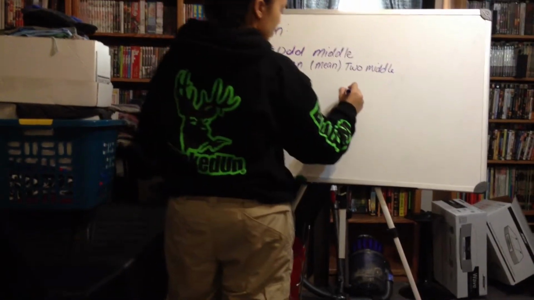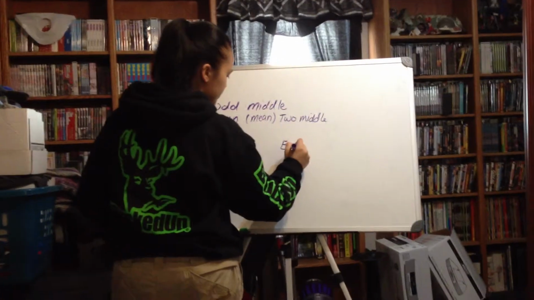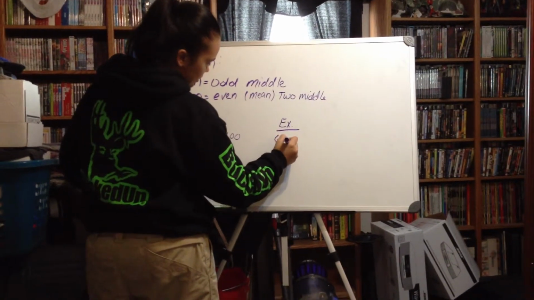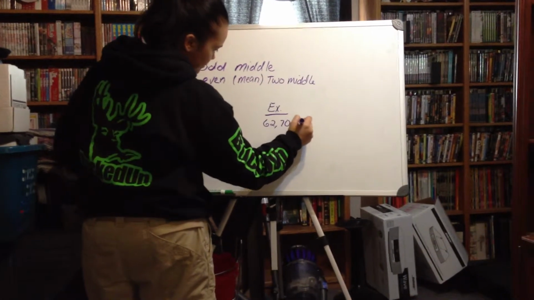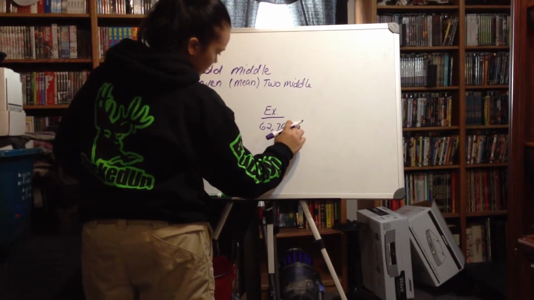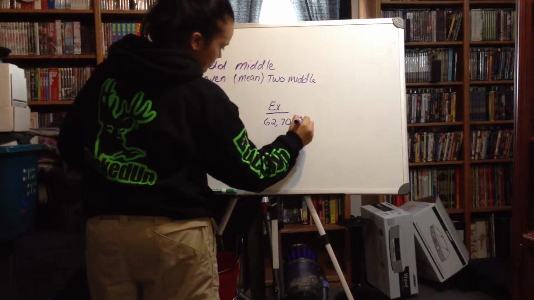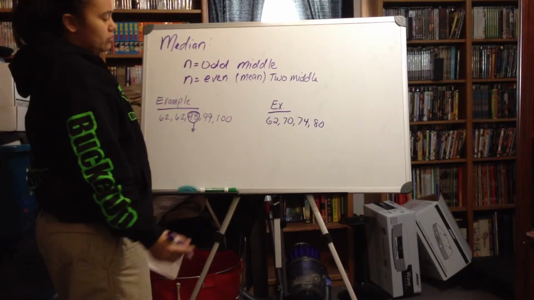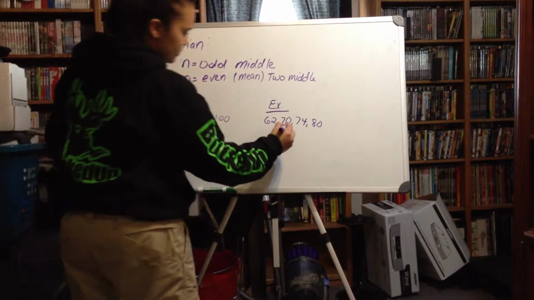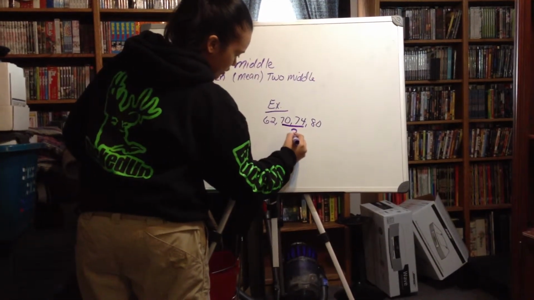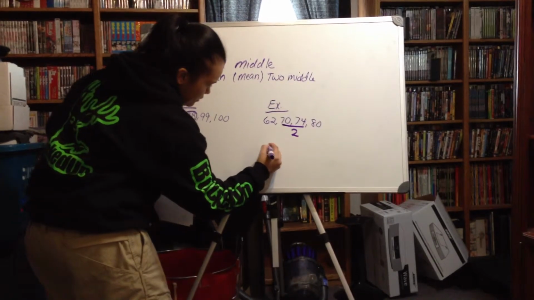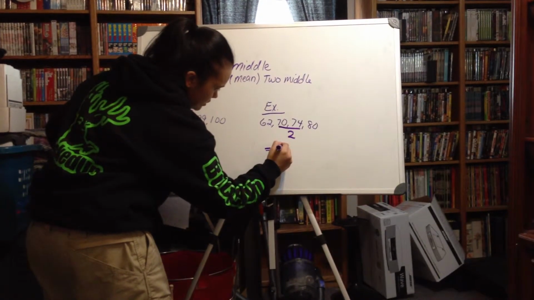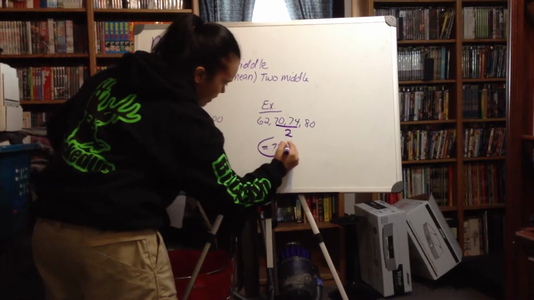But if, say, we had 62, 70, 72, 74, 80, which one would be the median? It would be these 2. You have to put these all over 2. You have to do the math on that one. It would wind up being 72. That would be the median.